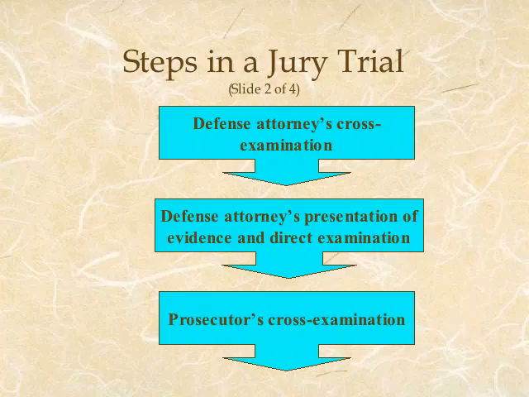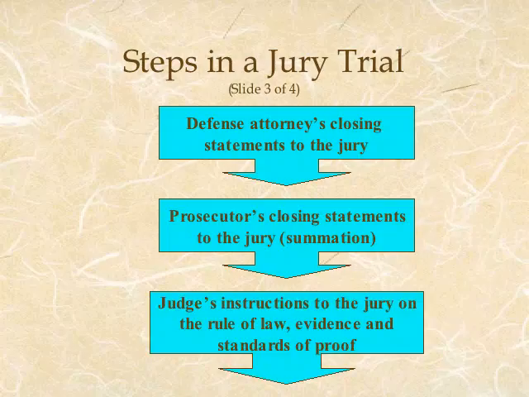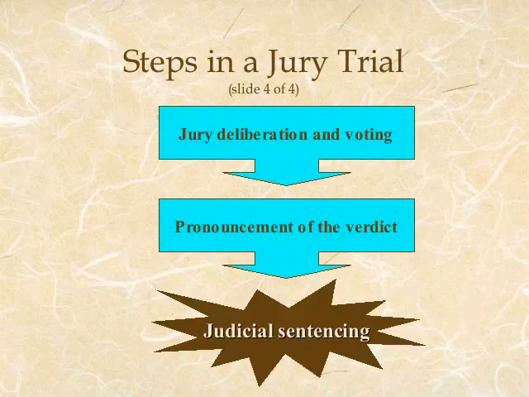Then the defense presents their evidence. Then the prosecution gets to cross-examine. Then they have closing arguments by the defense, closing arguments by the prosecution, then the judge's instructions to the jury on the rule of law, evidence, and the standards of proof associated with that crime. Then the jury deliberates and votes, and then there's a pronouncement of a verdict, and if they're found guilty, then the judge will sentence them.